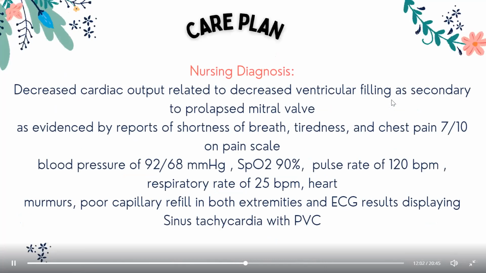Nursing diagnosis, decreased cardiac output related to decreased ventricular filling secondary to prolapsed mitral valve, as evidenced by reports of shortness of breath, tiredness, chest pain, 7 out of 10 on pain scale, BP of 92/68 millimeters of mercury, SpO2 90%, pulse rate of 120 beats per minute, respiratory rate of 25 breaths per minute, heart murmurs, edema, poor capillary refill in both extremities, and ECG results displaying sinus tachycardia with premature ventricular contraction.